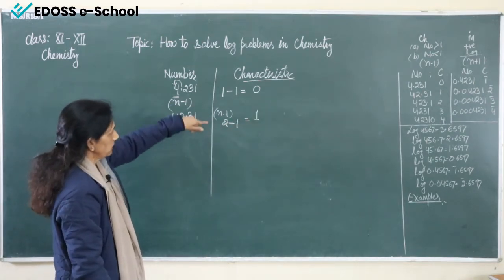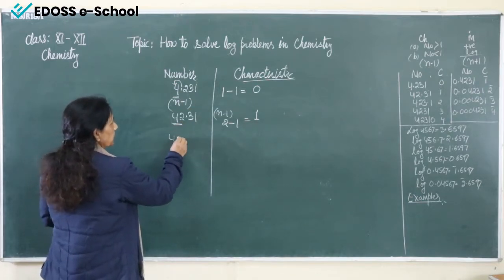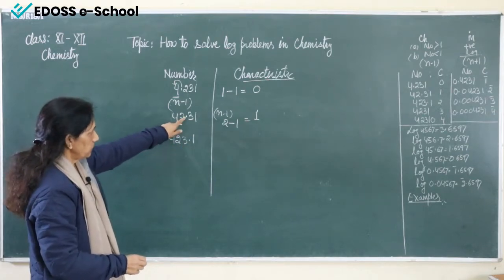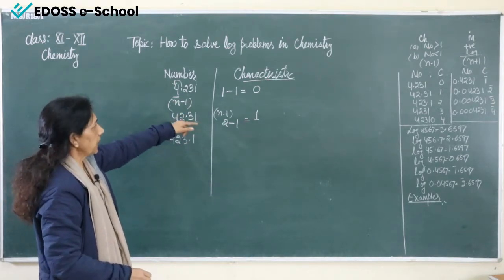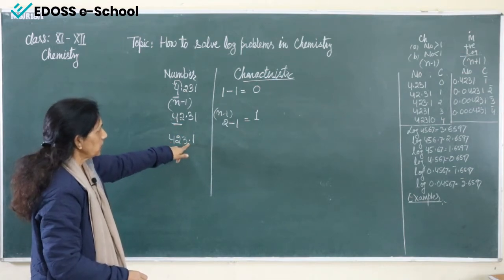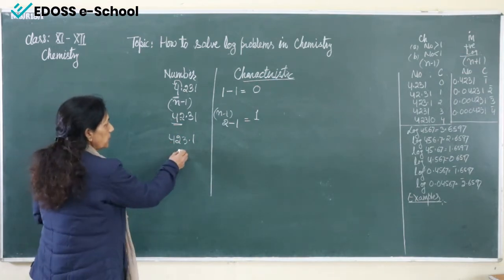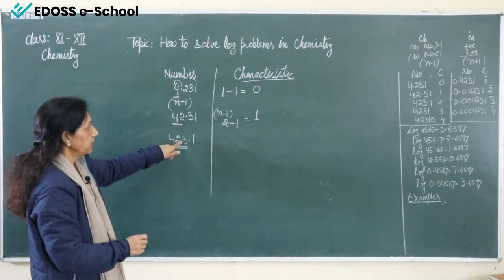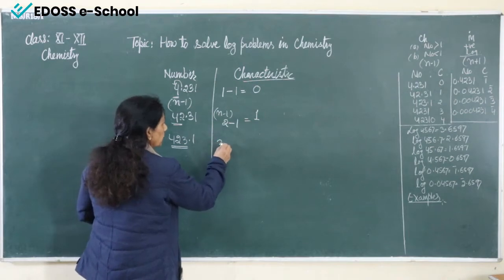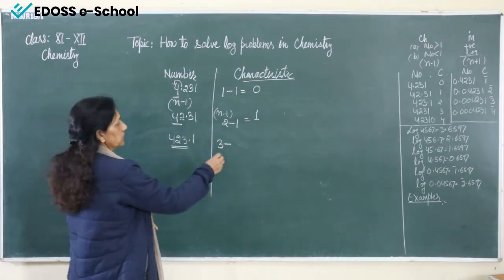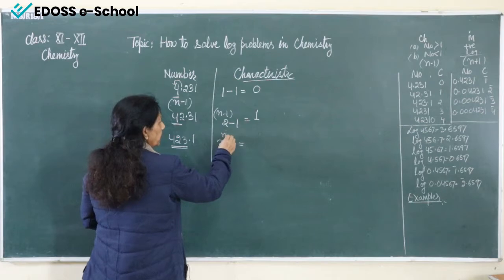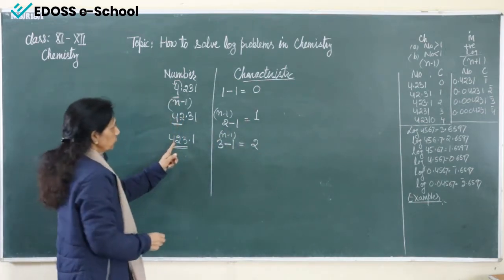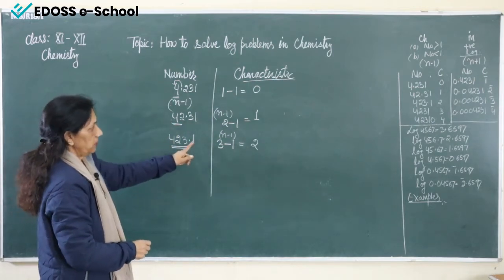Now if the decimal shifts this way, if the same number is this, decimal shifts right hand side, 423.1. So here the number of significant figures are 3. That means n is 3. So n is 3 and minus 1, same formula n minus 1 we will apply here. So this is equal to 2.